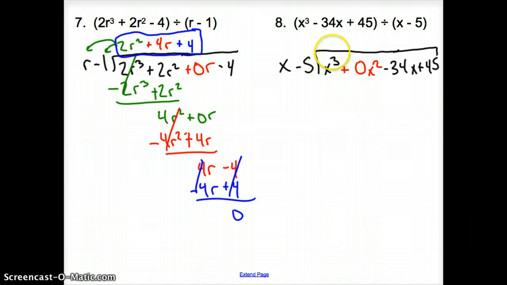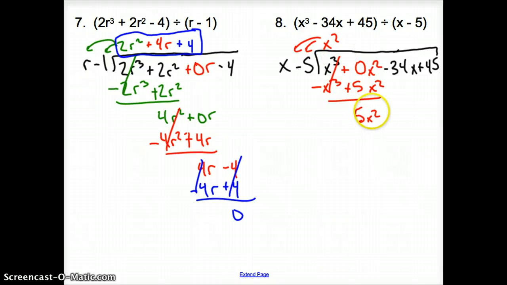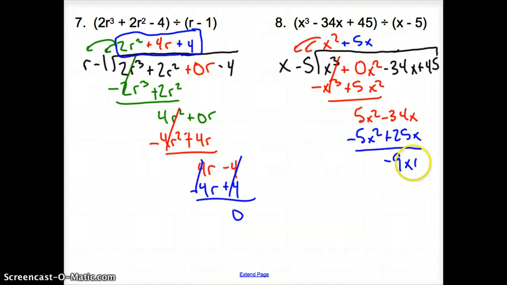Now, let's go ahead, do our steps. We have an x squared times here and there to get an x cubed and a minus 5x squared. Change the sign, minus, plus, gone. We have 5x squared. Bring down the negative 34x. Now we have a plus 5x. 5x times x is 5x squared, and then it's a minus 25x. Change the sign, minus, plus. Here we get a negative 9x. Bring down the 45, plus 45.